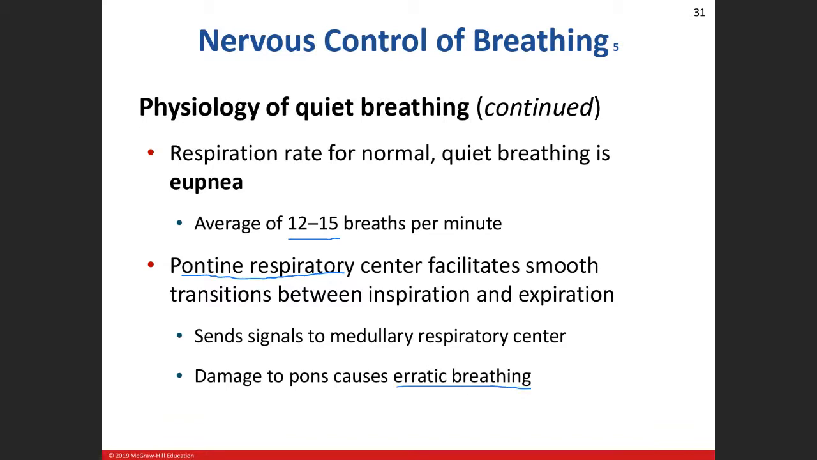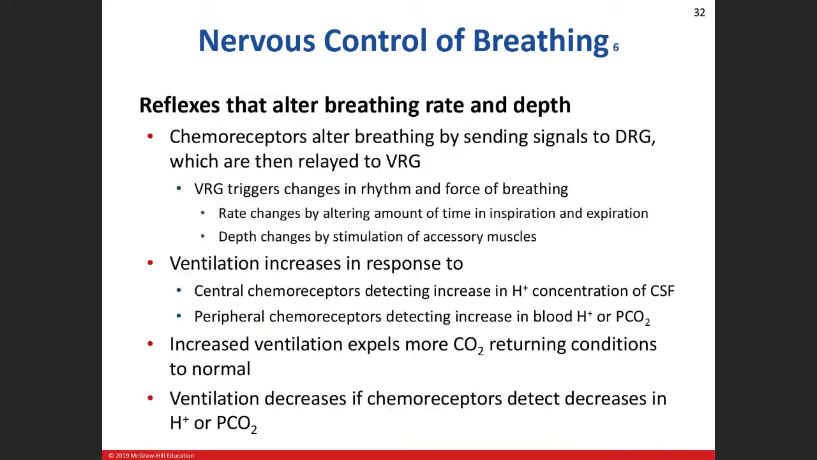As you transition from inspiration to expiration, without the pontine respiratory center, these people will just have, it'll sound very odd. It's hard to do it on the video here, but it will sound kind of like this. It's hard for me to talk and do it at the same time. They're not going to be really short of breath, but they just lack that smooth transitioning between a breath in and a breath out. So that's with normal, quiet breathing as we're all sitting here relaxing.